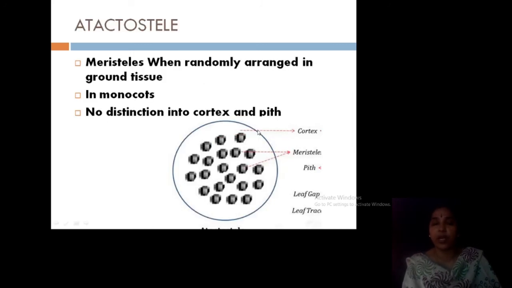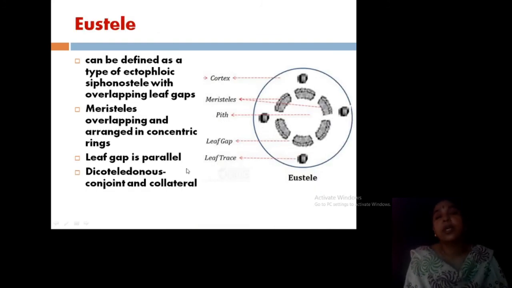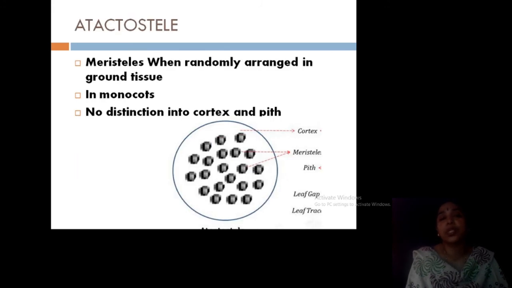Then, one more advanced stele is atactostele. What has happened here is, these meristeles are randomly arranged in the ground tissue. These are ground tissue. In the tissue, it is randomly arranged. You cannot distinguish cortex and pith. This is happening in the case of monocot plants. So, in the stellar evolution, the maximum advanced types are eustele and atactostele. Atactostele is the top one.